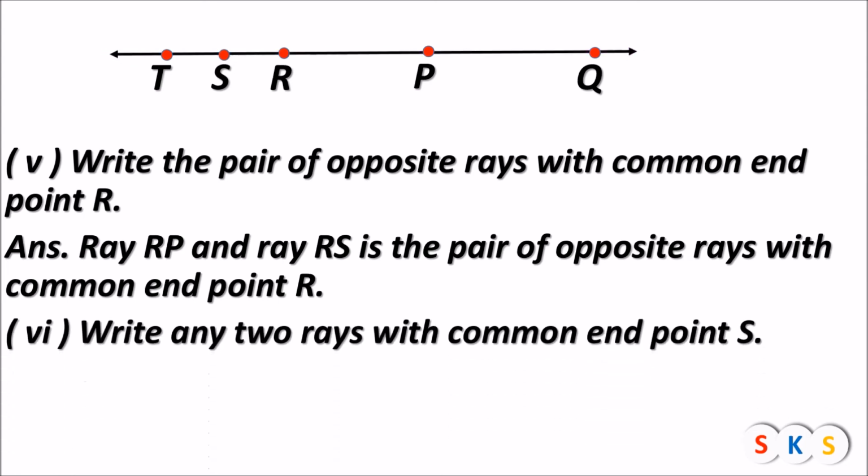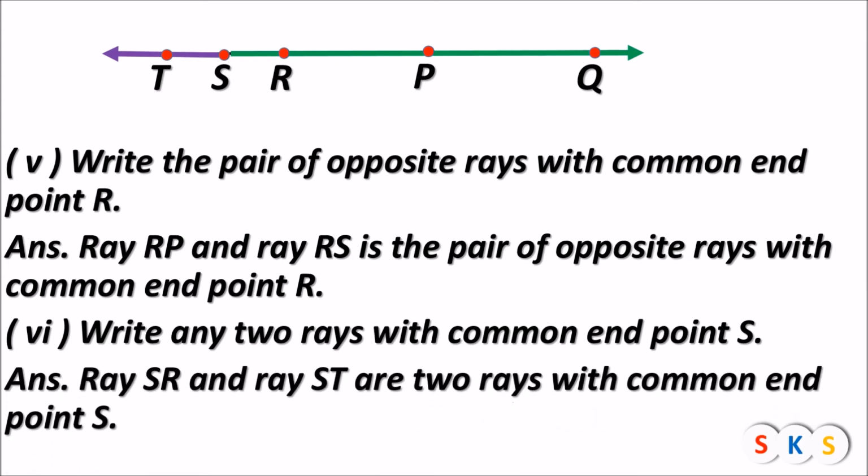Write any two rays with common endpoint S. It means you have to find the rays with starting point S. Like here, you can see in this figure, it is ray SQ or ray SR or ray SP, whose endpoint is S. Now here we have another ray ST, whose endpoint is also S. So ray SR and ray ST are two rays with common endpoint S.